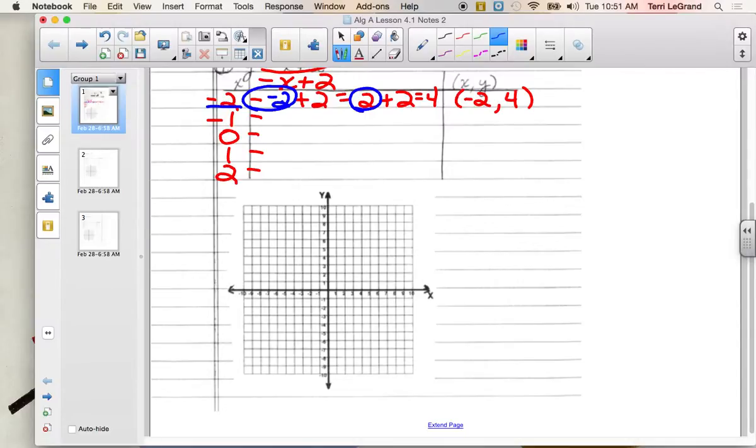Emerson. Only when it has bars between it, like the absolute value of -1. That's right. When you have absolute value, then we have to think a little bit differently. Okay, so let's go put that point on our graph. -2, +4.